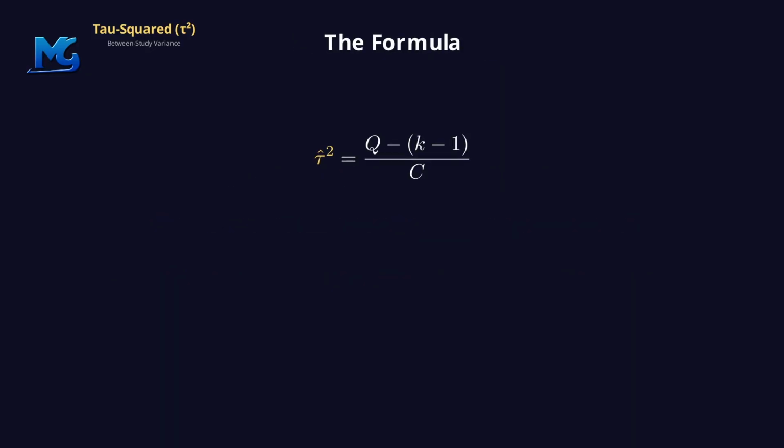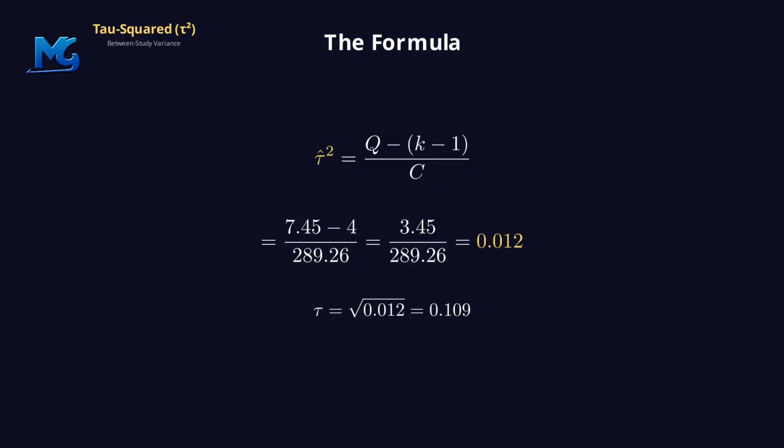The formula. You take Cochrane's Q, subtract the degrees of freedom, and divide by a scaling constant called C. So 7.45 minus 4 over 289. That gives us tau squared equals 0.012. And if we take the square root, tau equals 0.109. That's directly comparable to Cohen's d.